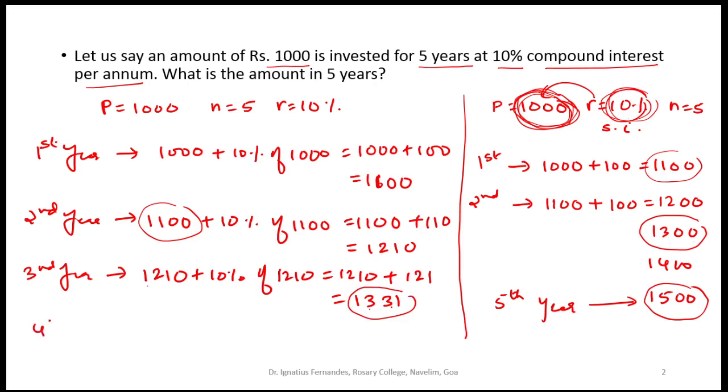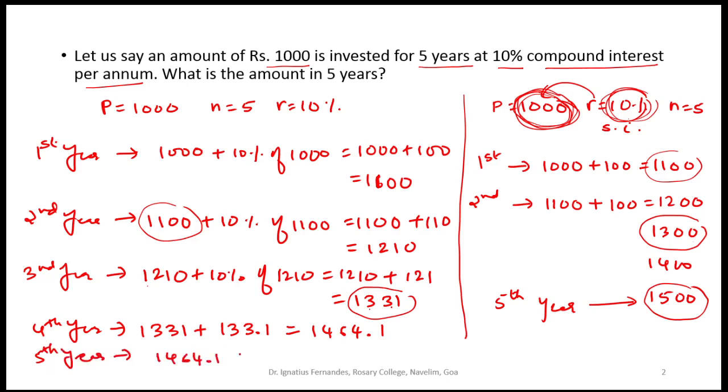The same way we find out the amount after the fourth year. So again it will be 1331 plus 10% of this 1331 which is 133.1. If we add this we'll get 1464.1. And finally at the end of the fifth year it will be 1464.1 plus 10% of this 1464.1 which is 146.41, and if you add this you will get 1610.51.